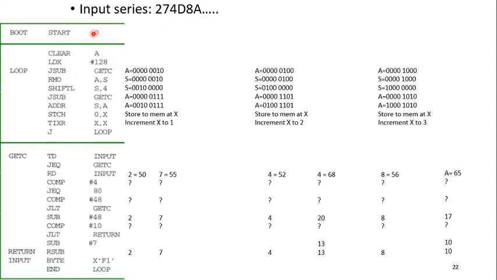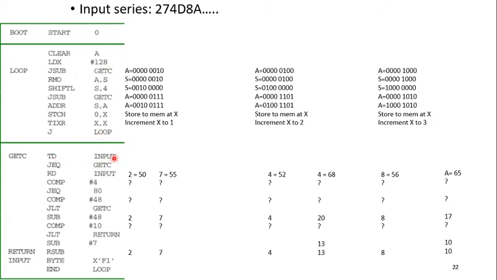At the beginning, as usual, you start with 0, but you initialize X with the address 80. The decimal equivalent of 80 is 128. So again you are calling getC. As soon as you call getC, it will come here.